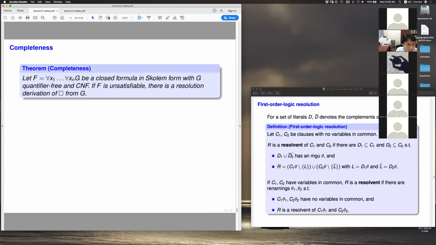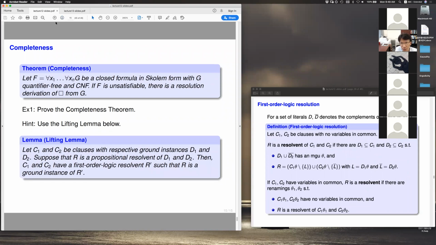Now the question becomes how we can prove this. Proving this is not entirely obvious, so I will give you a hint, which is called the lifting lemma. I will give you 5 minutes to think about this, then I will tell you how you can prove completeness using the lifting lemma. So try to prove this completeness using the lifting lemma. One more thing you have to use, I think it's called the resolution theorem, I forgot the exact name, from the previous lecture.